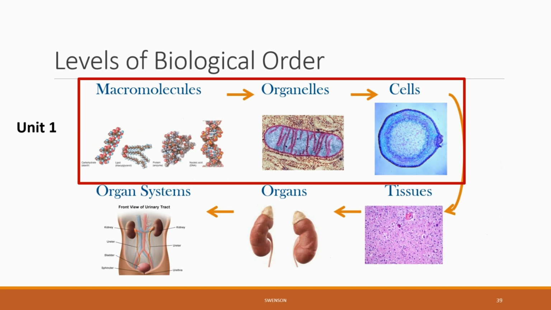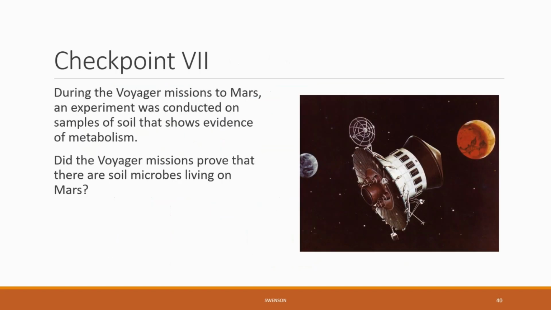This slide has a bottom up approach of biological order in the physical realm. We have the macromolecules, which are made up of the 4 building blocks: carbohydrates, lipids, proteins, and nucleic acids. We have organelles, which are subcellular structures that serve a function within a single cell. Then we have the cell, and these cells make up tissues. Tissues then make up organs, and organs then make up organ systems.